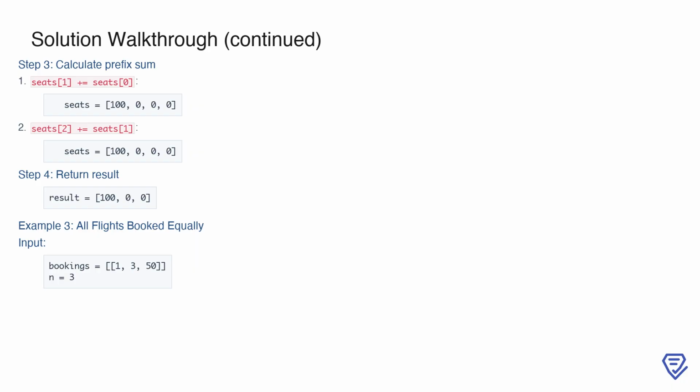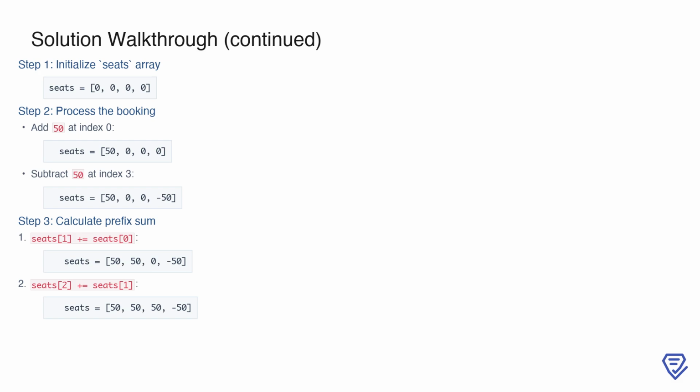Now let's examine a case where all flights are booked equally. In this example, we have a single booking that spans all 3 flights, with the booking 1, 3, 50. We initialize the seats array with size n plus 1, resulting in 0, 0, 0, 0. Processing the booking, we add 50 at index 0 to indicate the start of the booking from flight 1. The array updates to 50, 0, 0, 0.